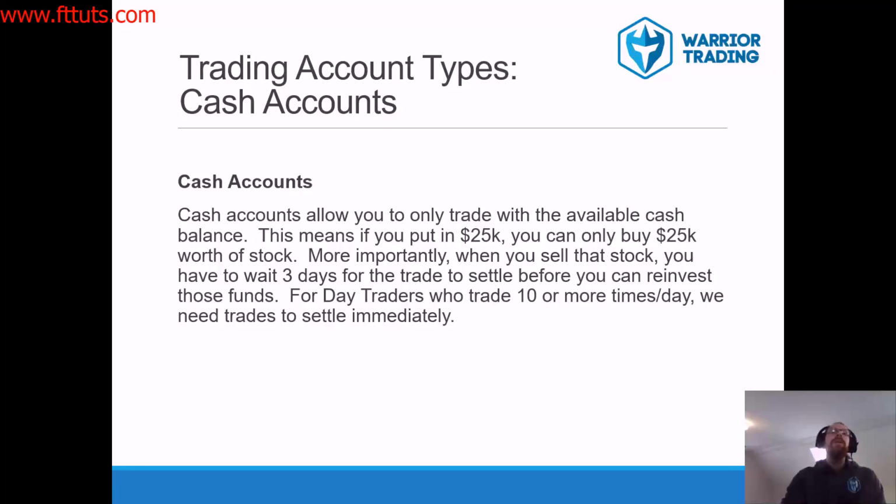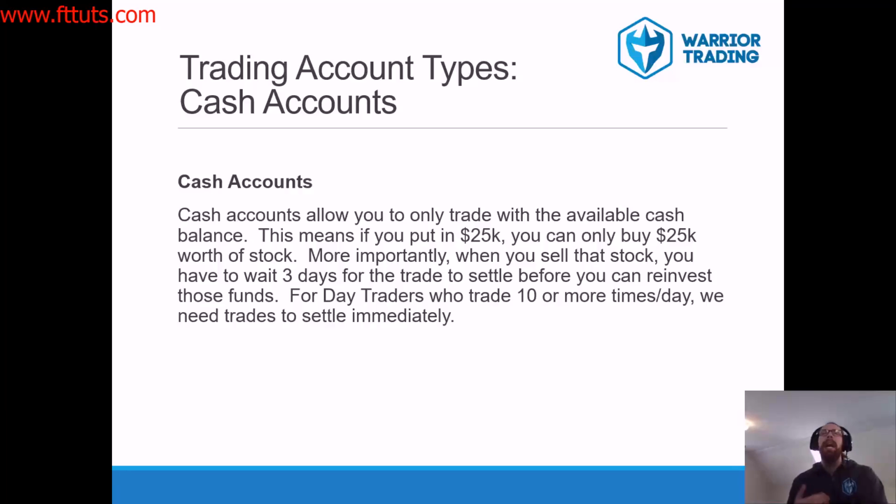Now, when you go to open your trading account, there are 2 types of accounts that you can open. Number 1 is a cash account, and the second is a margin account. A cash account is when you write a check for $25,000, you put that $25,000 into your broker account, and you show a $25,000 balance. You can buy $25,000 worth of stock. But when you buy that, and then when you go to sell it, you have to wait 3 days for the trade to settle before you can reinvest those funds.